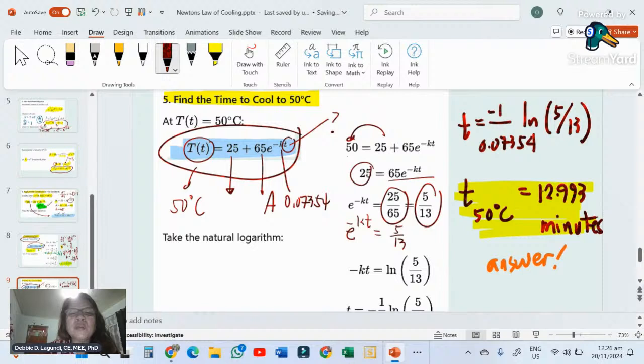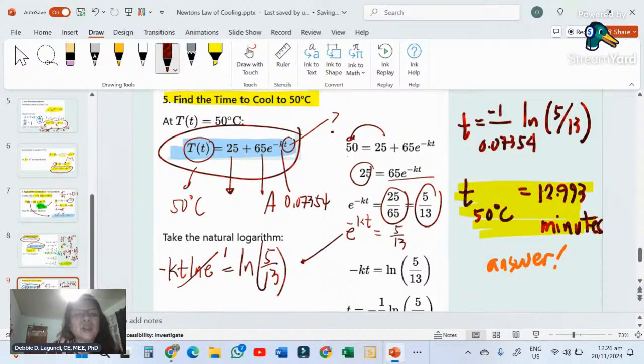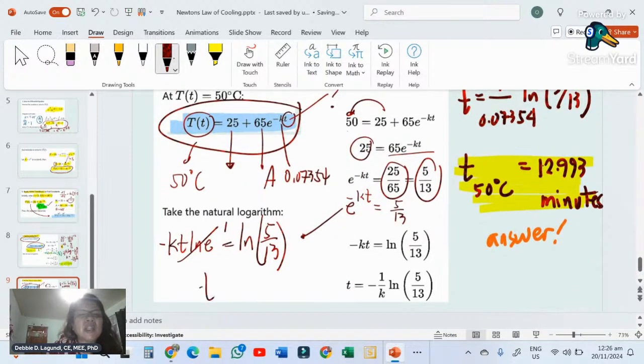Like what we did earlier on, you can use natural logarithm calculations here. So negative kt ln e, that is equal to 1, is equal to ln 5 over 13. Knowing k to be 0.07354, t can already be solved. So you will have t equal to ln 5 over 13, and then you have to divide both by negative k, or that will be negative 1 over k.